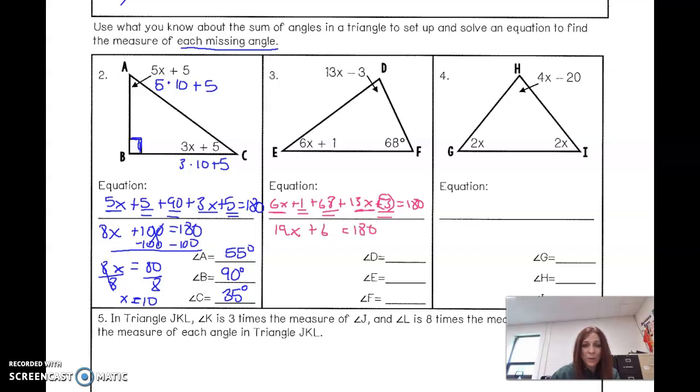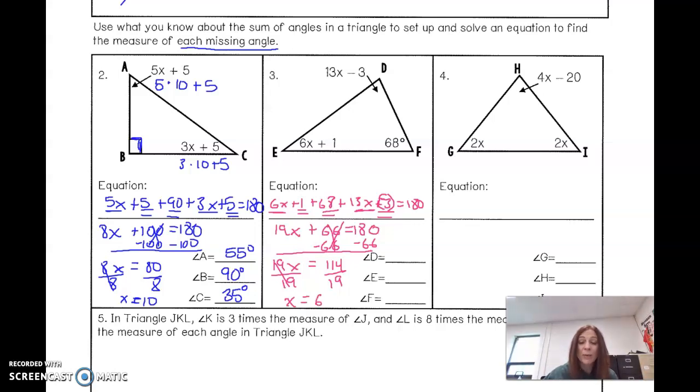Now, in this case, we don't have a 90-degree angle symbol. So use what we know about solving equations to solve, even though I can't draw an equal sign, apparently. All right, subtract 66 from each side. That gives us 19x equals 114. Then divide both sides by 19. Take my calculator, 114 divided by 19, and you get 6.